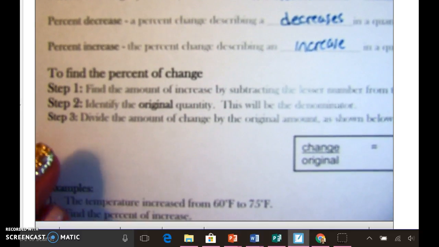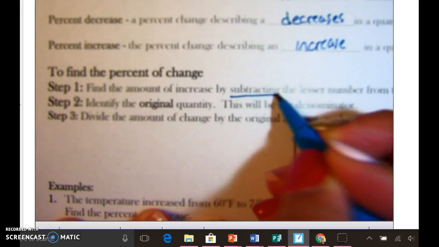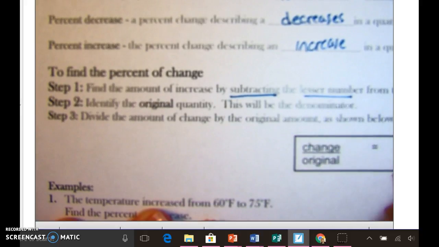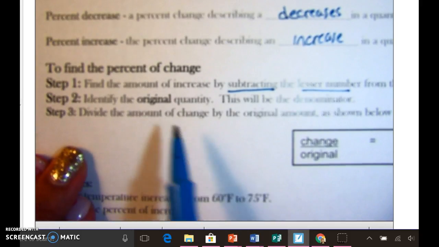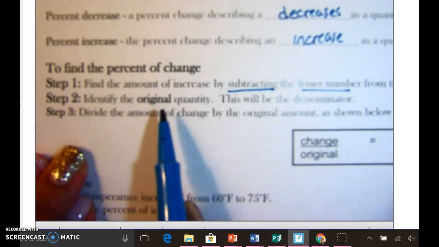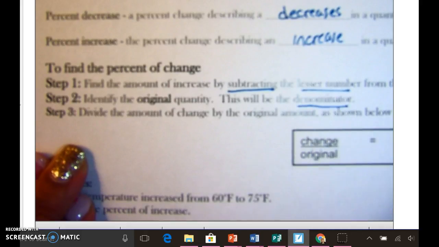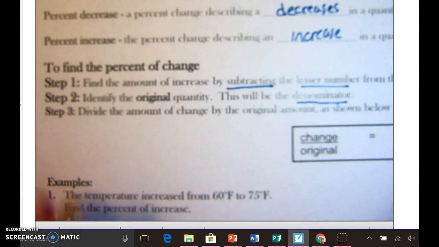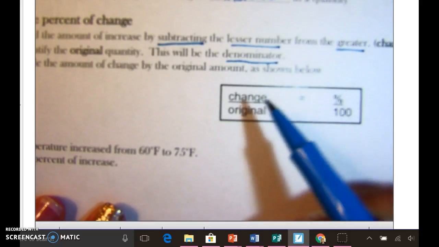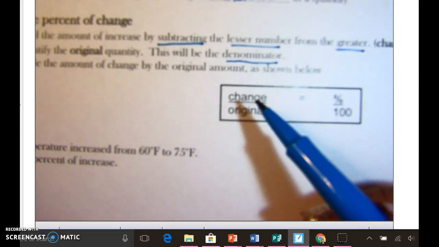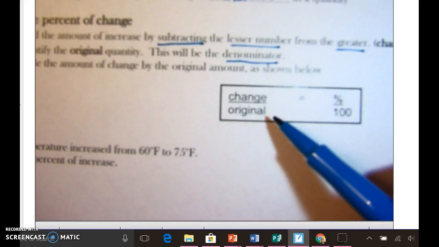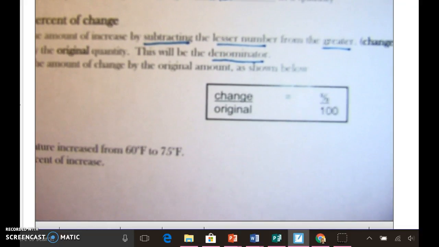Here are the steps. Find the amount of increase or decrease. Find the amount by which it changed by subtracting the lesser, smaller number from the greater number. You just want the difference between the two numbers. Once you find the difference, you need to find the original amount. The original amount will be your denominator. The last step is to divide the amount of change, the difference, by the original amount as shown here. So you'll subtract the new amount from the original, or whichever one's greater, divide that by the original amount, and then you'll get a decimal, which will change to a percent of change.